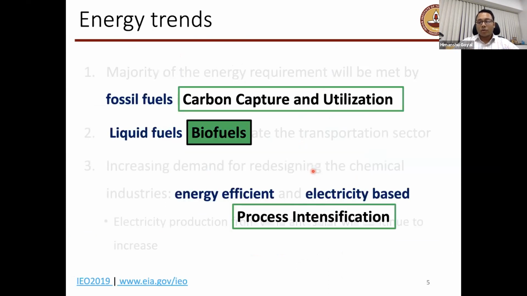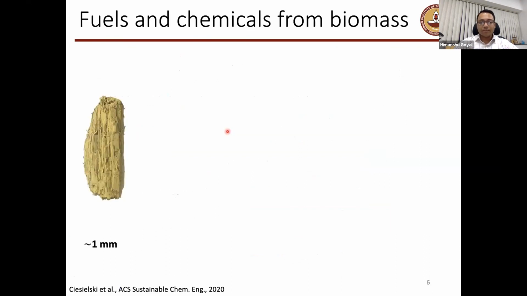So for today's talk, I'll focus on two topics. The first one is production of biofuels from biomass, and the second one is process intensification. I'll begin with the work on biofuel production.